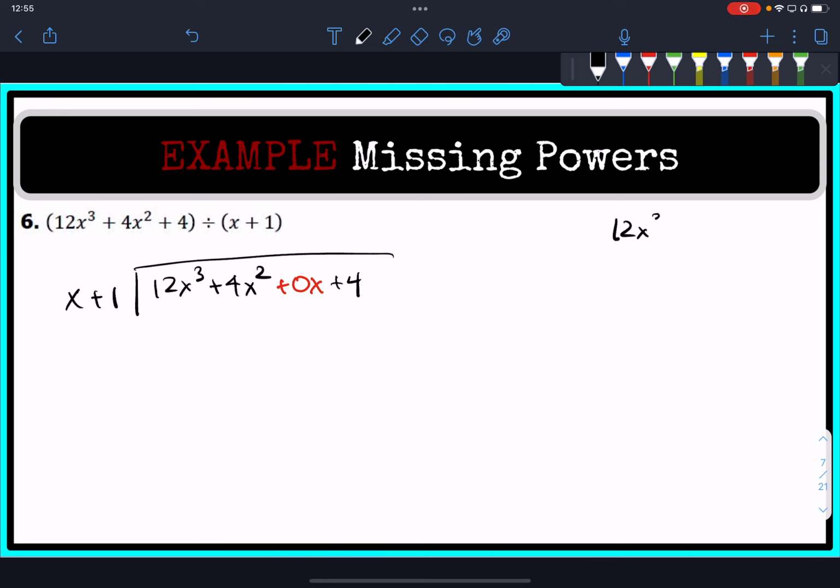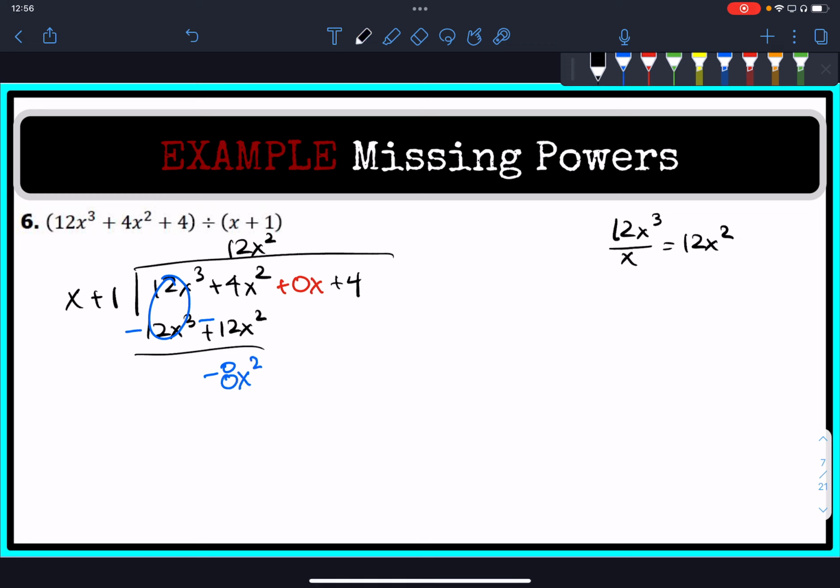So 12x to the third divided by x, that's 12x to the second. So 12x to the third, and multiplying 12x with 1, that's going to be 12x to the second. Switch the signs. This is 0, and this is negative 8x to the second. Plus 0x plus 4. And now, how many times can x go into negative 8x squared? Well, the answer to that is negative 8x times.